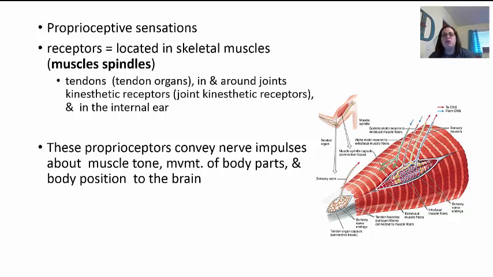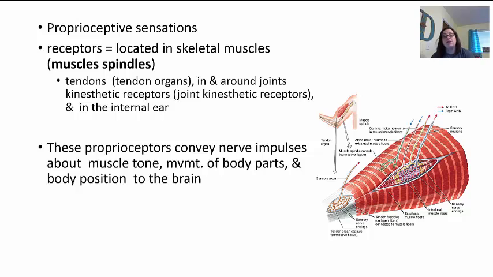Another type of receptor that's really important are the proprioceptive receptors or sensations. These are located in skeletal muscles, and they're found in what we call spindle fibers, and you can see them here in this picture. These spindle fibers a lot of times are going to wrap around the muscle in a certain kind of way where they're going to detect the muscle's tone, detect the muscle's movement, things like that.